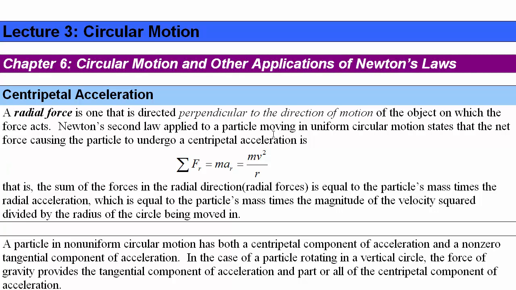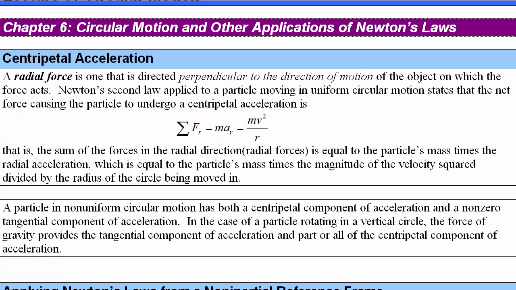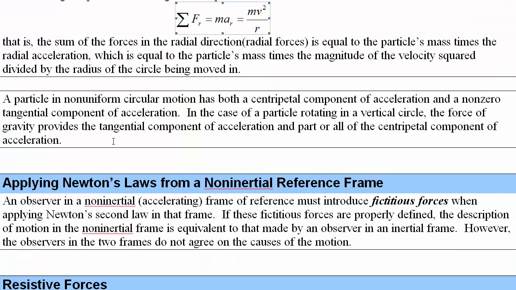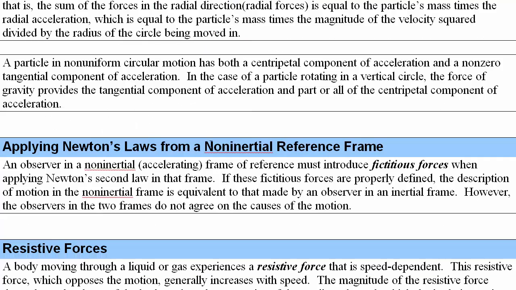A radial force is one that's directed perpendicular to the direction of motion. We've already looked at this. We've seen radial acceleration. Good to know v squared over r is radial acceleration, so radial force is just mv squared over r. A particle in non-uniform circular motion has both a centripetal acceleration and a non-zero tangential component of acceleration.